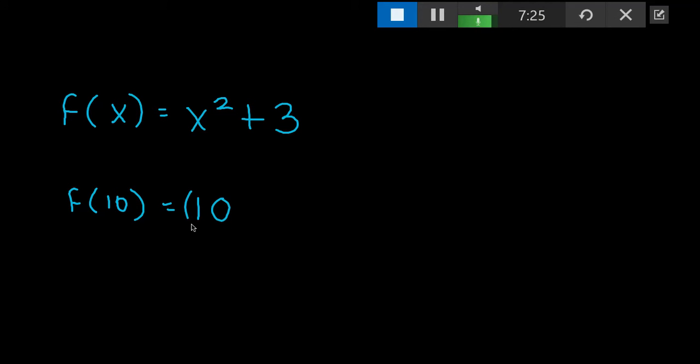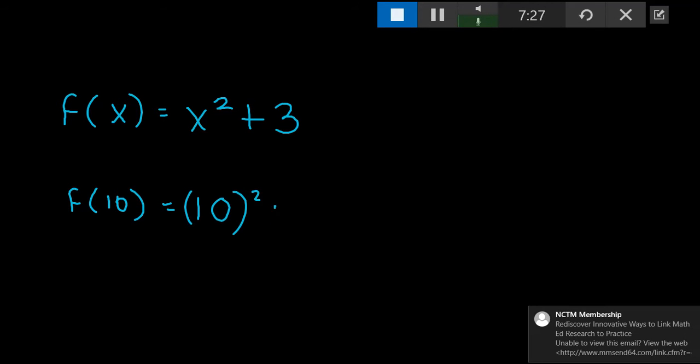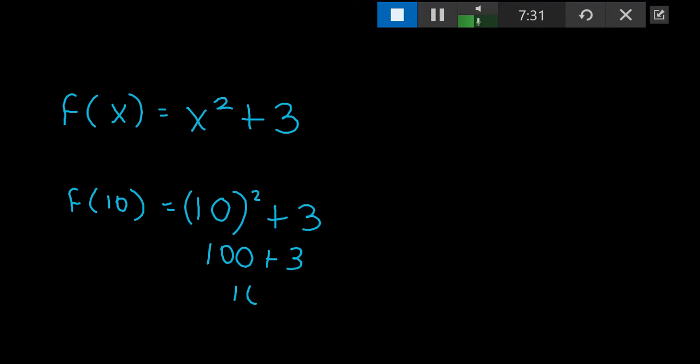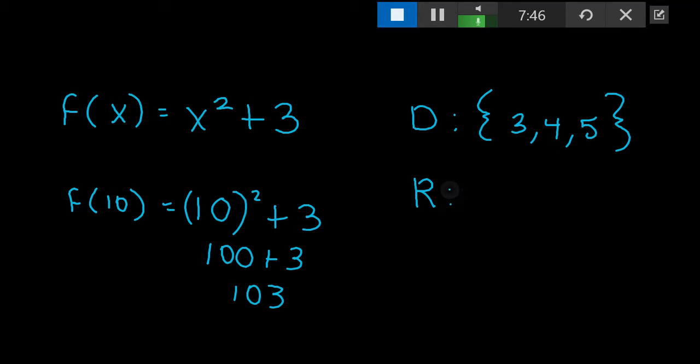So let's write that. 10 squared plus 3. That's going to be 100 plus 3, which is 103. So that's one way we want to be able to answer this. And the other way we want to be able to answer this is if I tell you that the domain of this function is 3, 4, 5, I want you to try to tell me what the range of this function is.